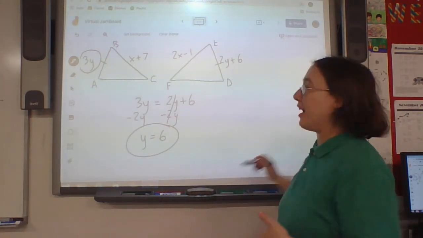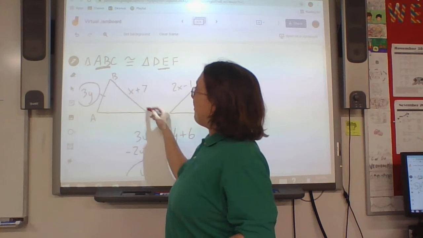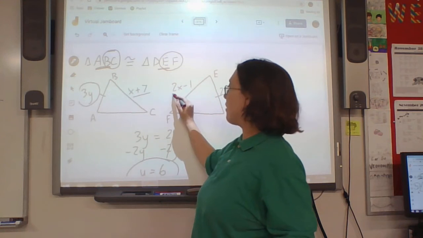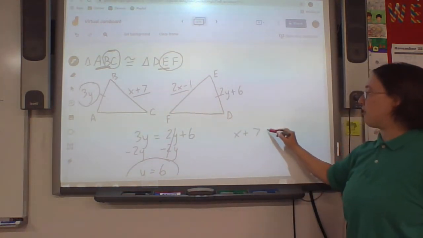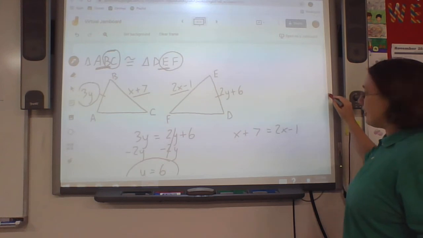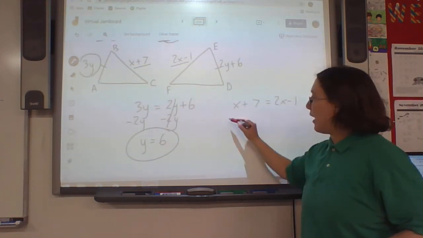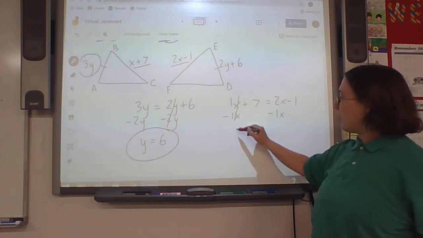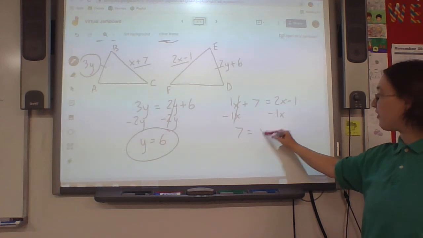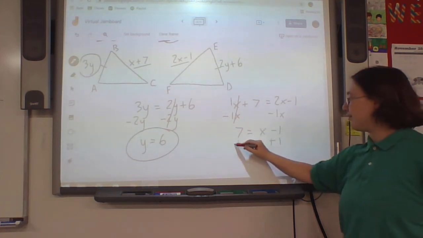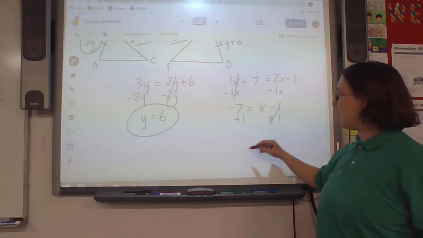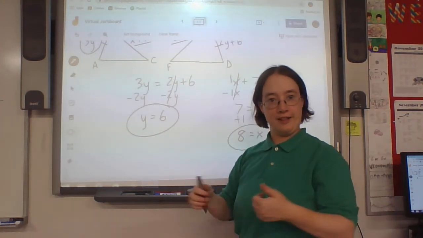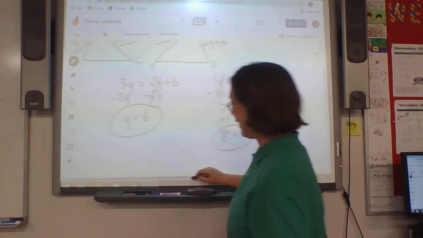Yay! Now we're going to do the same thing with our x's. Because BC is going to go with side EF. So this x plus 7 is going to equal that 2x minus 1. And a little bit more of solving for x. So we're going to subtract the 1x, because if there's not a number there, it's automatically a 1. These are gone. We got a 7. 2x minus 1x is x. And we're going to add a 1. Cool. These are gone. We got 8. All right, we got x, we got y, we're done. Yay. One more. Yeah, we're not done.